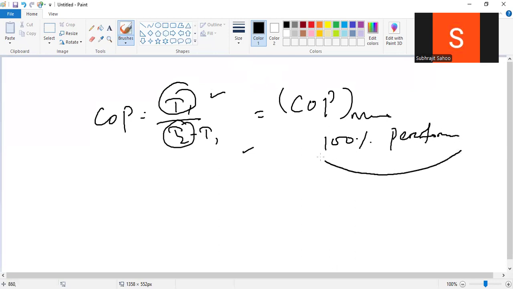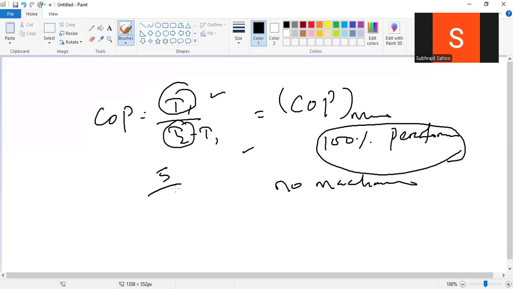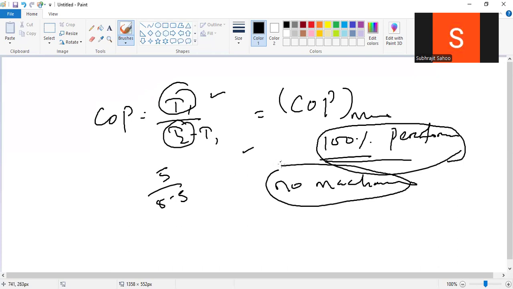But 100% performance or 100% efficiency, no machine is going to give. Theoretically, if I change the T1 and T2 values, suppose T1 is 5 and T2 is minus 5, I can get 100% performance. But practically no machine is actually giving 100%. So these are the advantages.